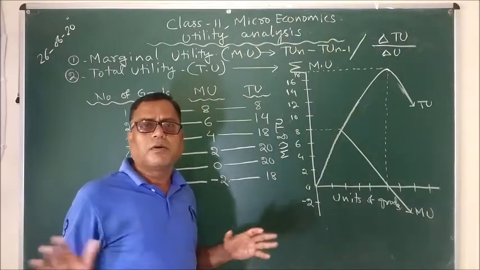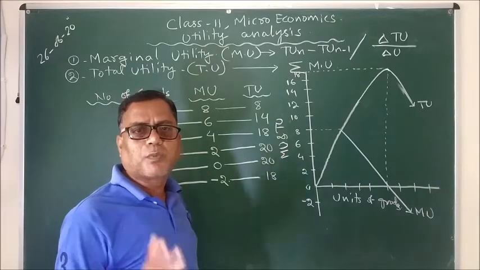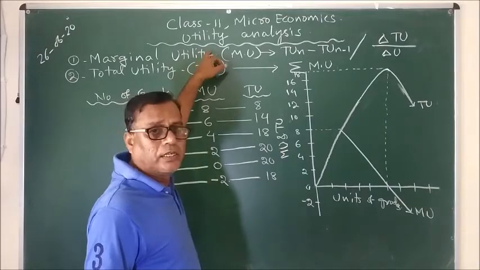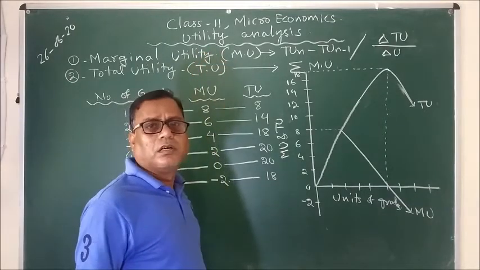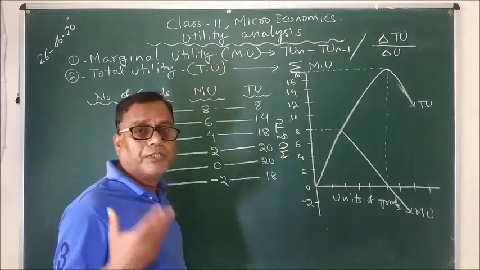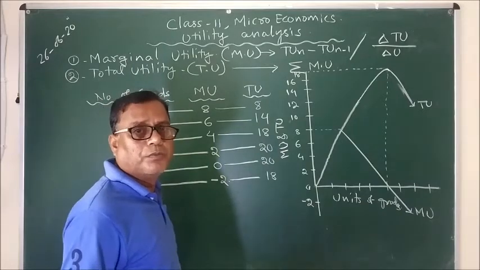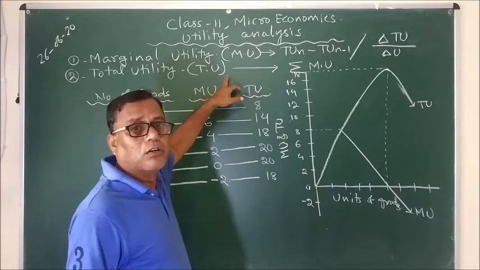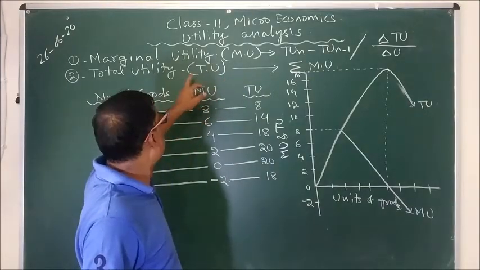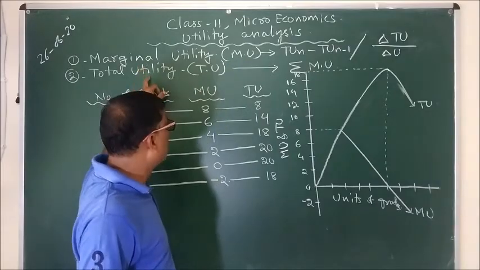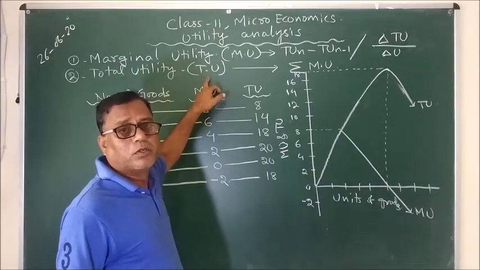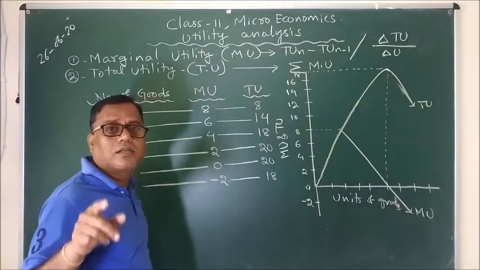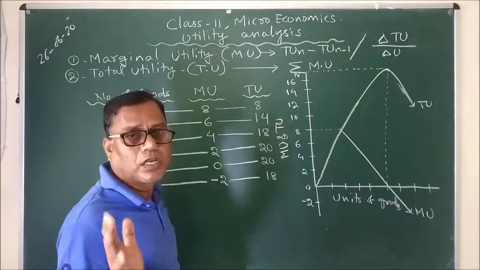What is utility? We have already discussed that the want-satisfying power of any goods and services is called utility, and because goods and services have utility, that's why we consume them. So, how does a consumer attain equilibrium? In order to understand that, we must first understand what is marginal utility and what is total utility. Two different concepts related to utility. Utility is nothing but the want-satisfying power of a good or service.